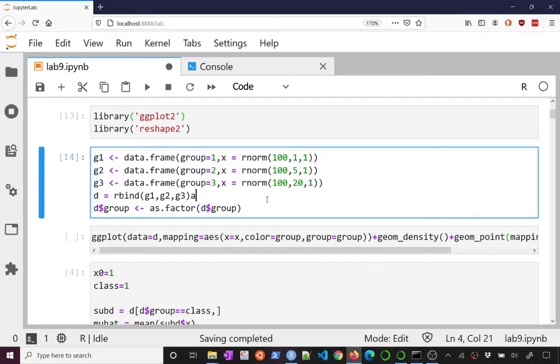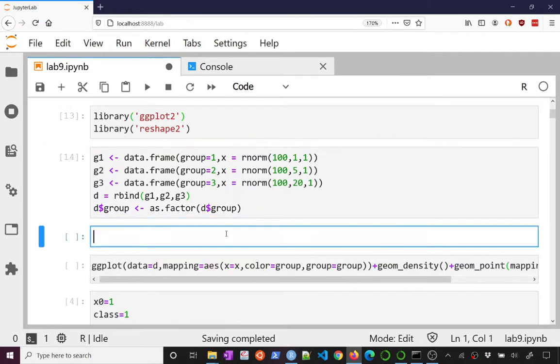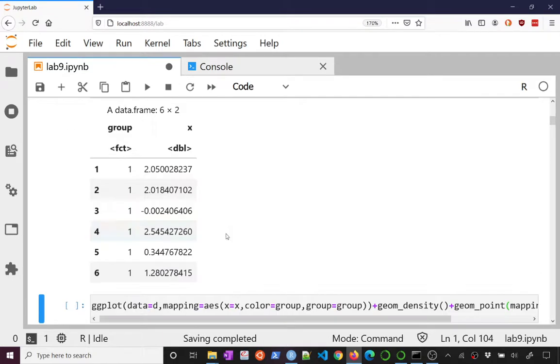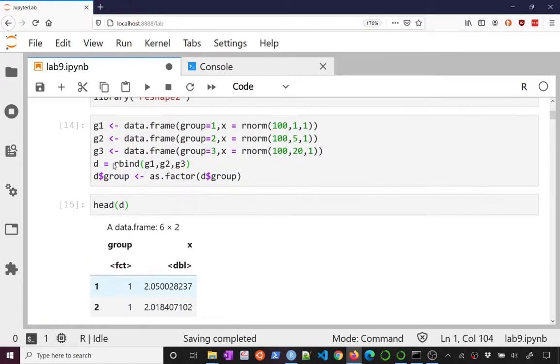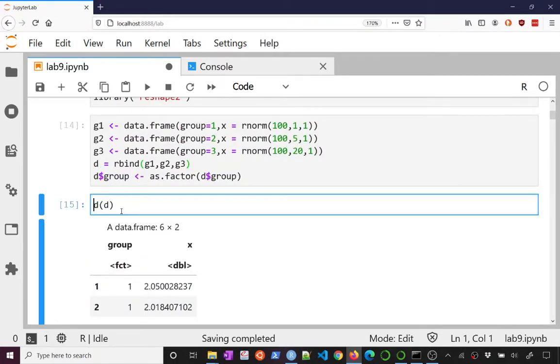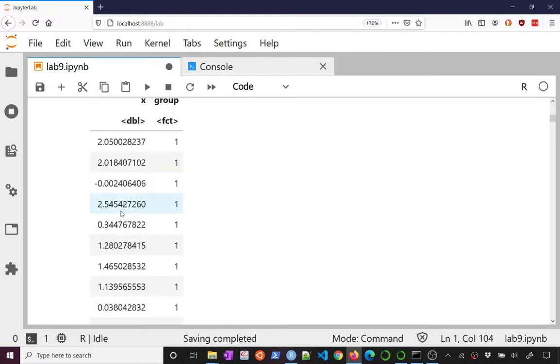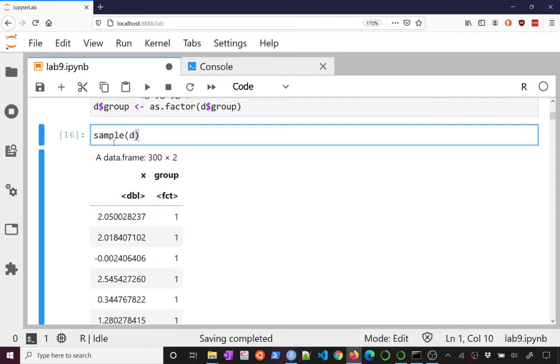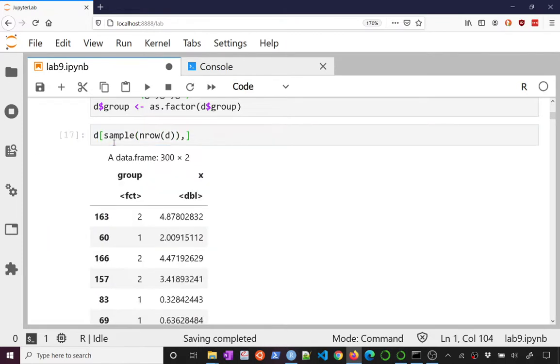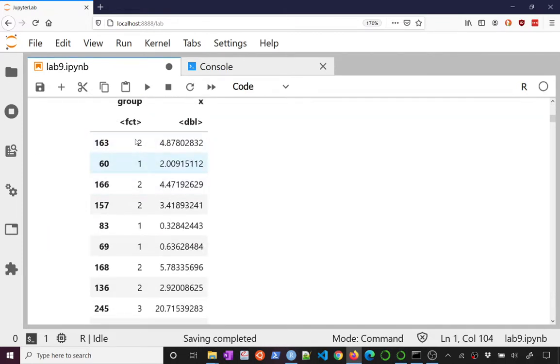So this is my data. We can just take a peek at what this looks like. It's just a data frame. Let's randomly sample some rows from this, just to get a sense. They have a grouping variable, 1, 2, or 3, and then they have some values.